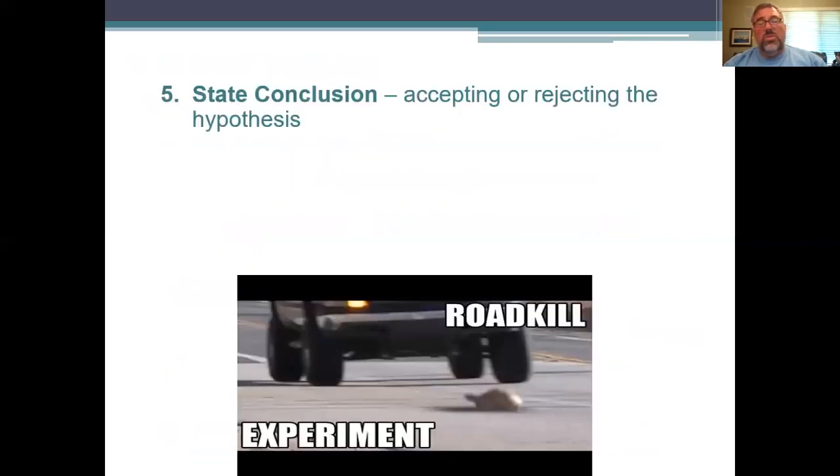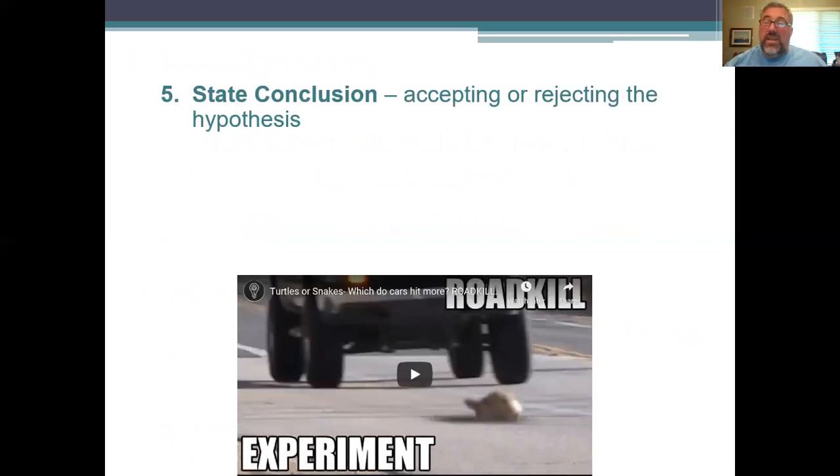All right, once we're done there, we've got to state the conclusion, and either it's good and we accept it, or it didn't work out so well and we reject it. And so we're able to determine or come back and start all over again.